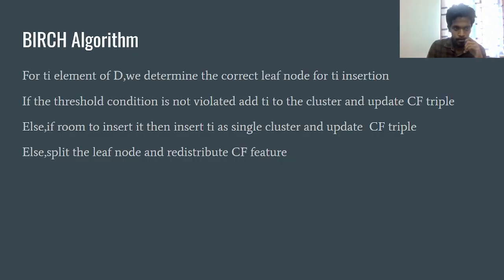And let's talk about what is BIRCH algorithm. For Ti, where Ti is an element of D, we determine the correct leaf node for Ti insertion. If the threshold condition, which is sometimes the diameter of the cluster, whether it will fit or not, is not violated, add Ti to the cluster and update CF triple. Else, if there is room to insert it, then insert Ti as a single cluster and update CF triple. Else, split the leaf node and redistribute CF features. And this can be better understood with an example, which I will show you after this.